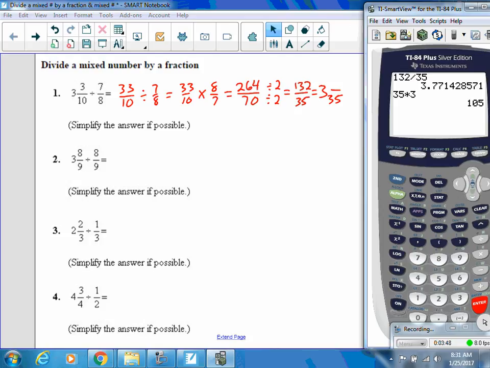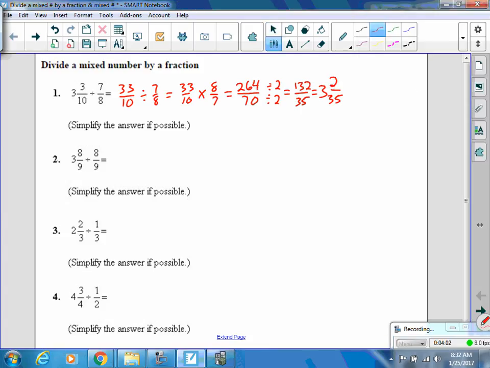Now what I need to figure out is, well, how far is it from 105 to 132? Okay, now if you can't do that in your head, just subtract them. So I'll take the 132 minus 105, and I get 27, which ends up being my top number. Okay, so our final answer ends up being 3 and 27 over 35 here.